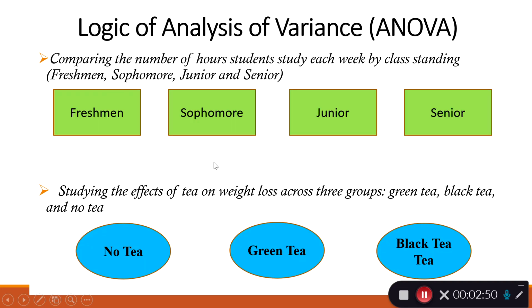Okay, so just for you to see what it looks like in picture. So the first one here, the number of hours is what we're measuring across four different groups. So freshman, sophomore, junior, senior. And here we're measuring weight loss for the no tea group, the green tea group, and the black tea group. So here we have more than two groups. That's why we're going this route. So that's why we're using ANOVA, because we have more than two groups.